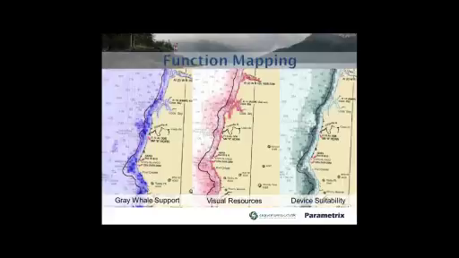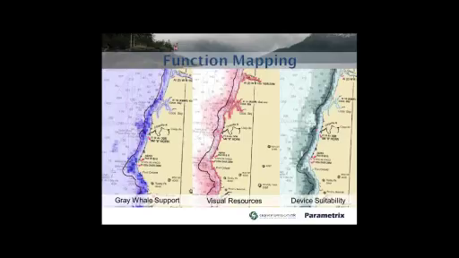So this is an example then of how these outputs now look. Three examples here out of the several that we have. Gray whale support, which is building off of some research OET funded along with work that's been done in Oregon over the last several decades to create essentially a relative index of where we think areas off the coast are most important to gray whale, in this case for migration and forage.